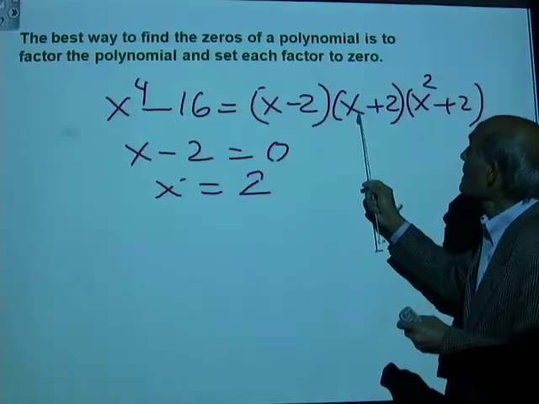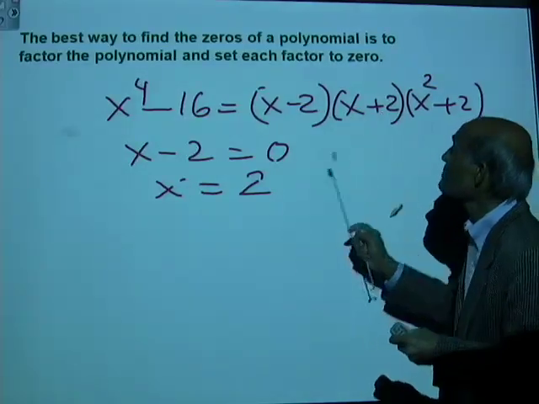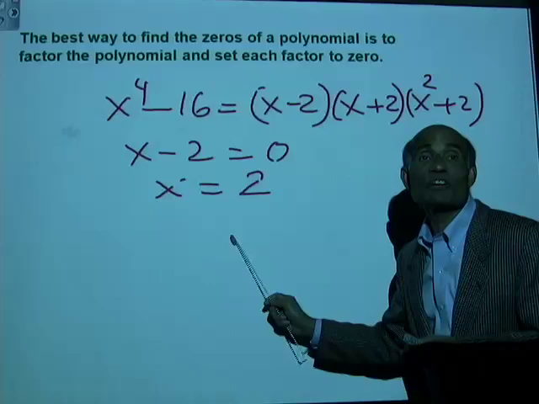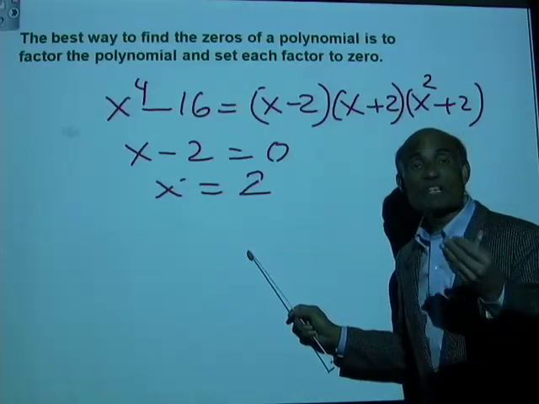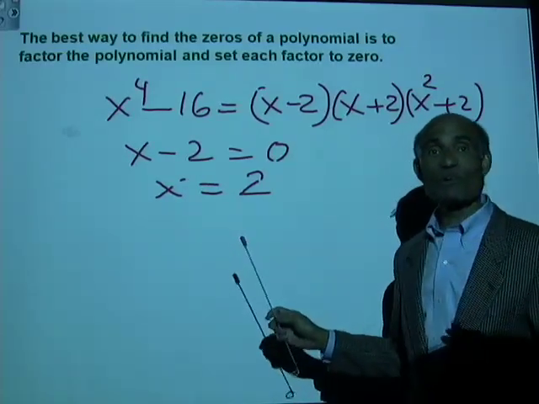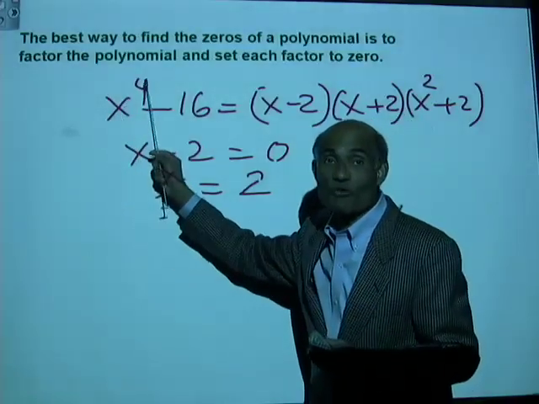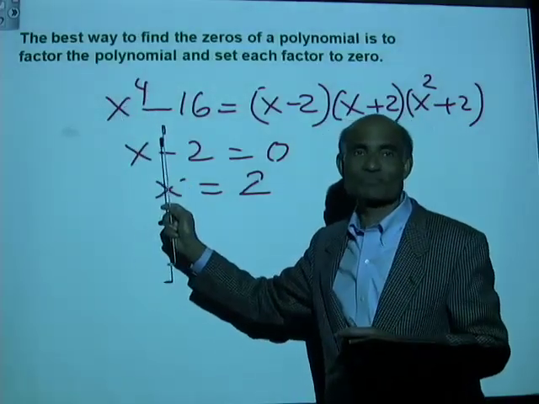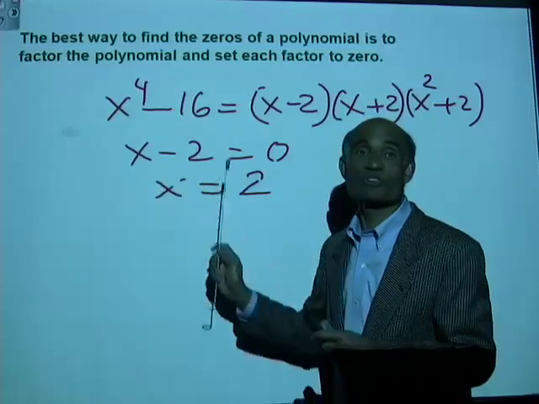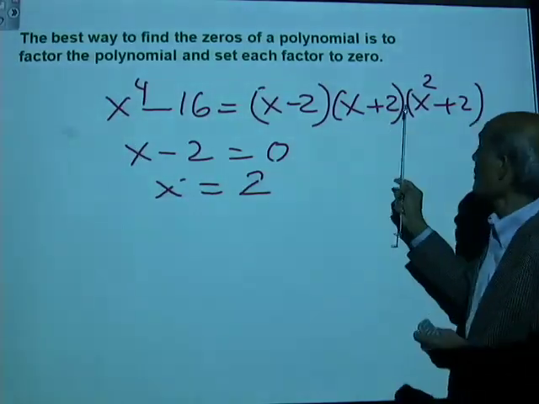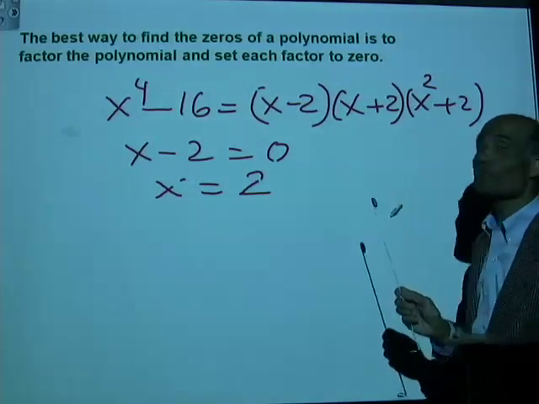Similarly, you set this factor, x plus 2 equal to 0. You get x equal to negative 2. That is another 0 of the polynomial. Negative 2 to the power of 4 also is 16. 16 minus 16 equal to 0. How about this? X squared plus 4 equal to 0.